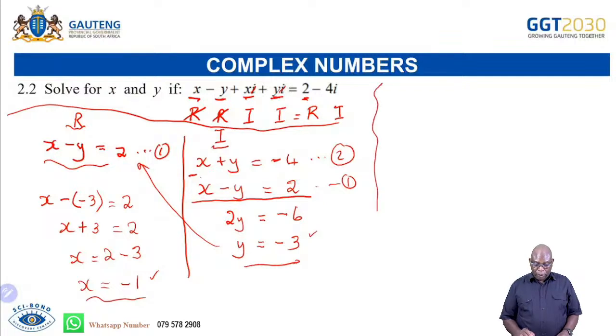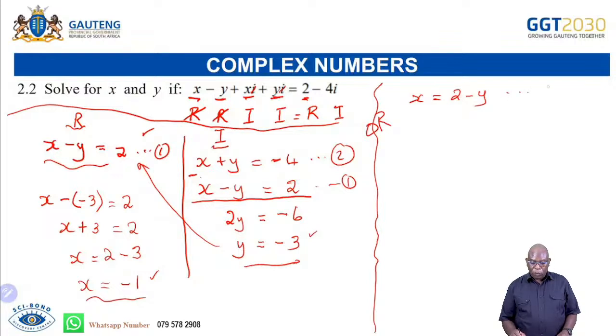Alternatively, we can use the substitution equation. In this, obviously, I have equation 1. I can make equation 3 from this. Then I just substitute into the second equation. Okay, so I have equation 1, so I can make x the subject of the formula. I'll have 2 minus y. This will be equation number 3.